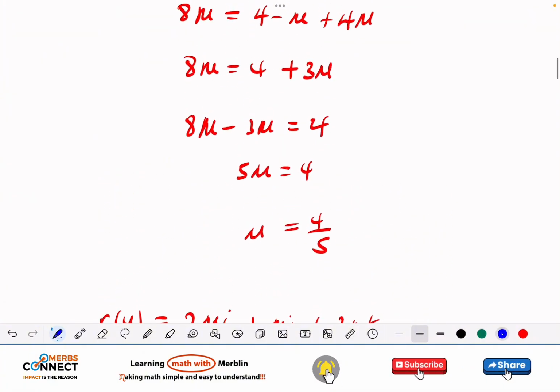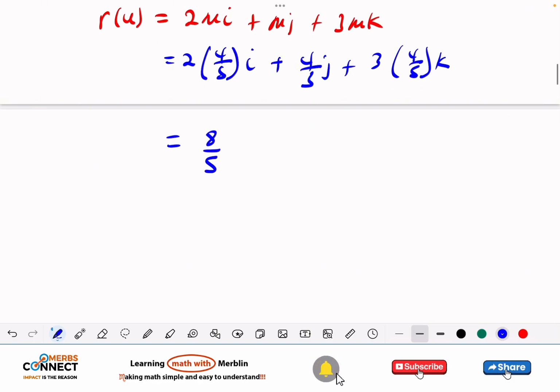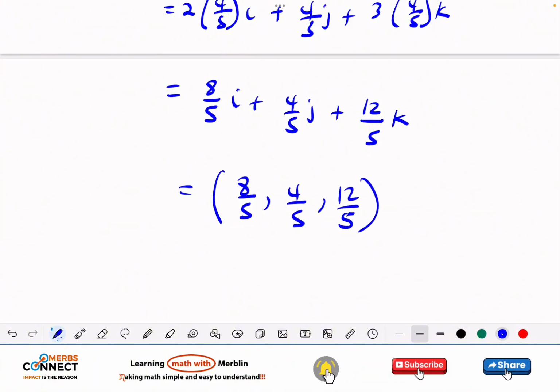Is it supposed to be over 5? Yeah, 8 over 5 plus 4 over 5 j plus another 12 over 5 k. So this is the same as 8 on 5, 4 on 5, and then 12 on 5. So let's go and see.